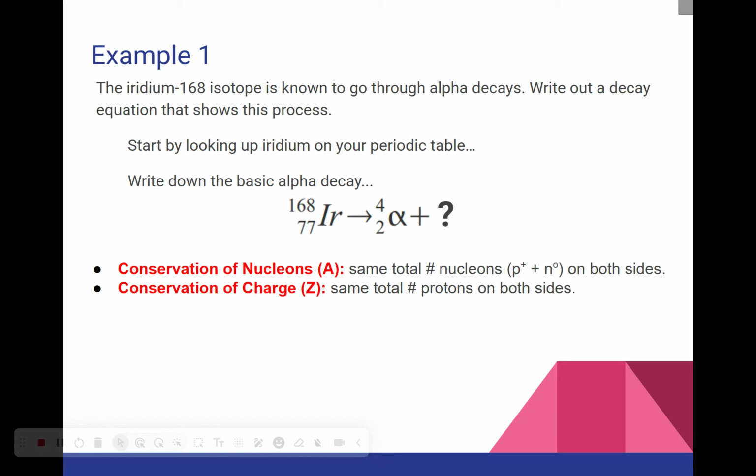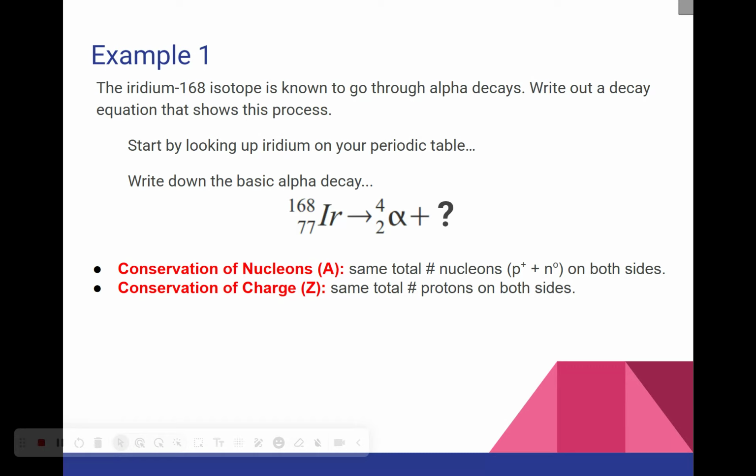I started with 168 nucleons. After the decay happened, so far I only know where 4 of them are: in the alpha particle itself. So how many other nucleons must there still be? 164, because 164 plus 4 will give me 168. So now I know the A value of my unknown isotope that's been produced.